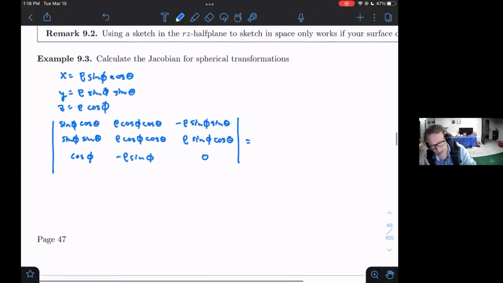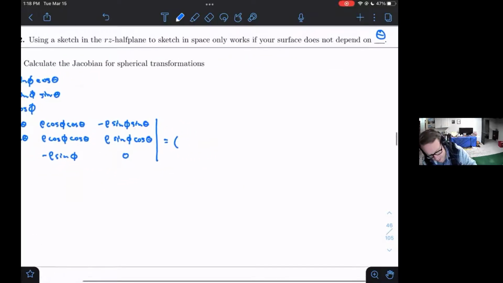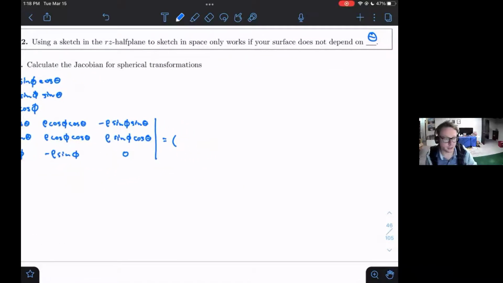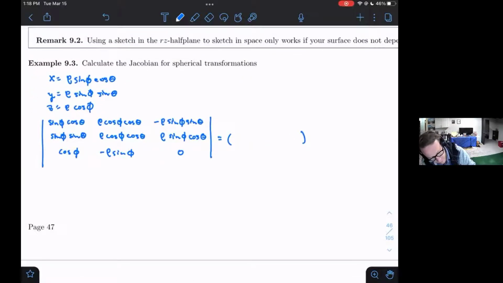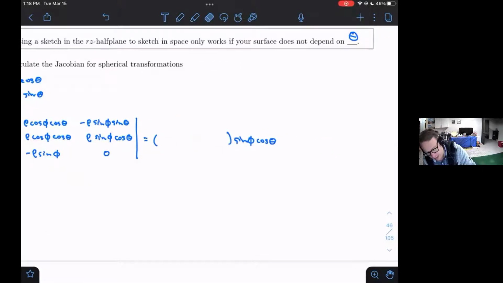Now we're going to go ahead and set up when we actually have to take the determinant here. So we're going to have a lot of stuff. And again, I'm working my way across this first row. The first bit here is going to be sine phi cosine theta. As I work next, we're going to have minus.